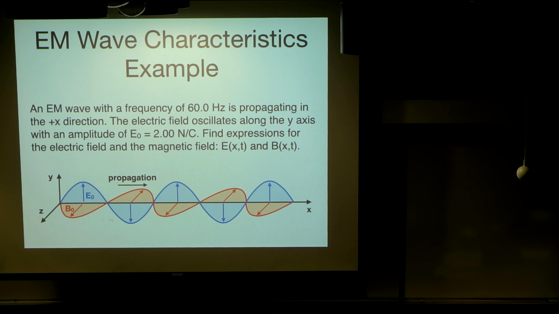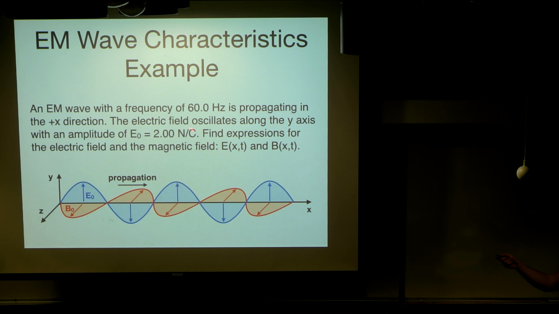Okay? So here's the example. We have an electromagnetic wave with a frequency of 60 hertz. So that's actually a really low frequency for an electromagnetic wave. Let's say this wave is propagating in the positive x direction. With this wave, we have an electric field, an E field, that oscillates along the y-axis, and the amplitude of that E field, which we call E naught, is 2 newtons per coulomb. So that means as the electric field oscillates up and down, the peak value that it reaches is 2 newtons per coulomb.